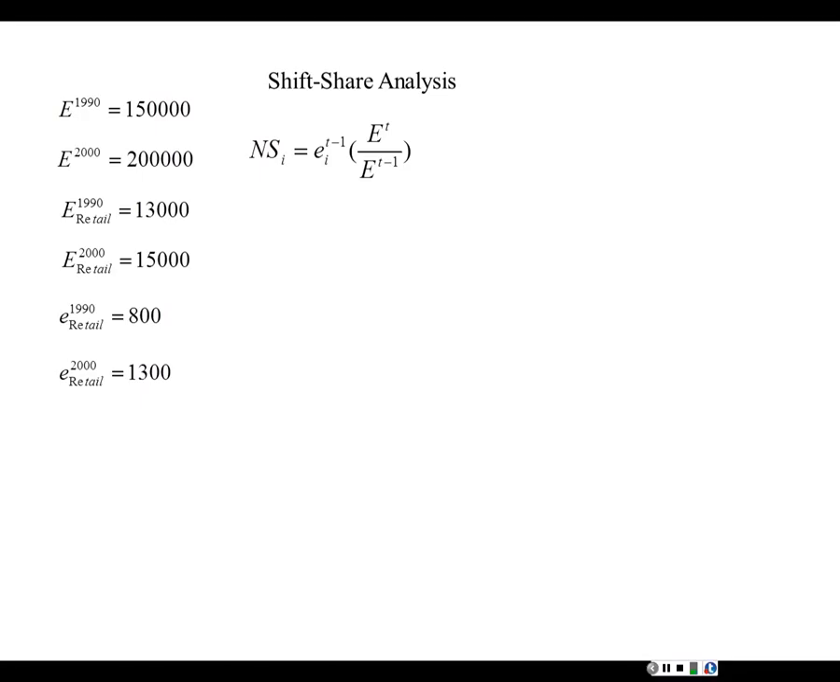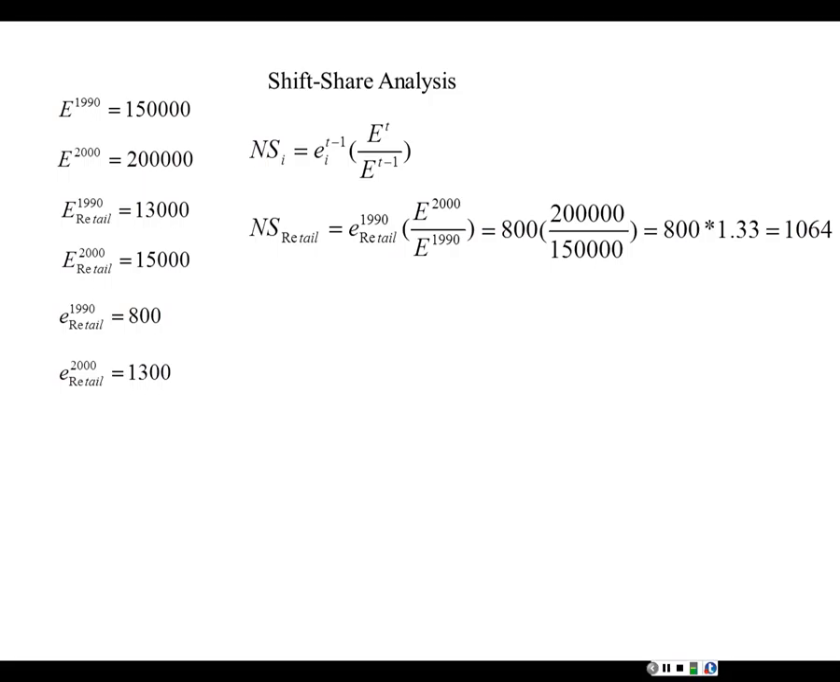When you translate this formula into this specific scenario, we need to find out what's the national share for retail, and those are the information we need. So we look at the total employment ratio over 2000 and 1990 at the country level. If you plug in the numbers, you find out the ratio is 1.33, that means the whole economy, the total employment in the country, grew by 33% over the past 10 years.